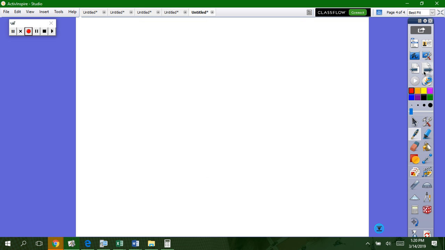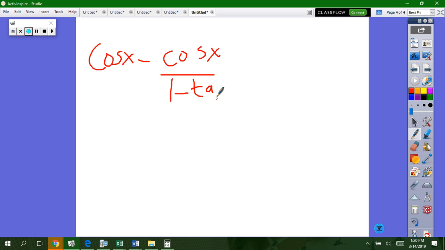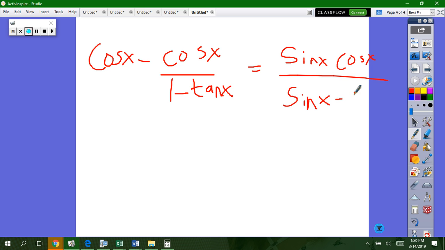All right, let's go to the good 24. 24, read it to me, someone. I think it's cosine of x. Let me see if I got it. I think I got it. Minus cosine of x over tangent. Oh, I was wrong. Hold on, brother. This I know. This is sine x, cosine x over sine x minus cosine x.